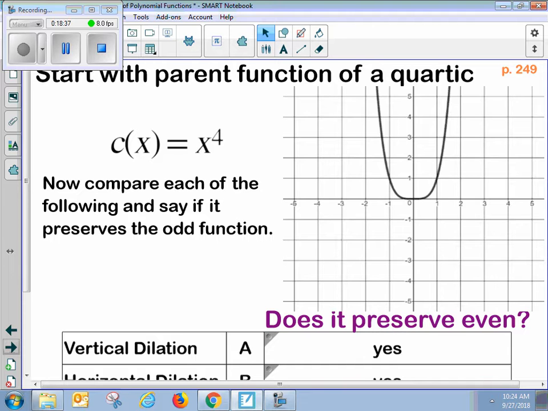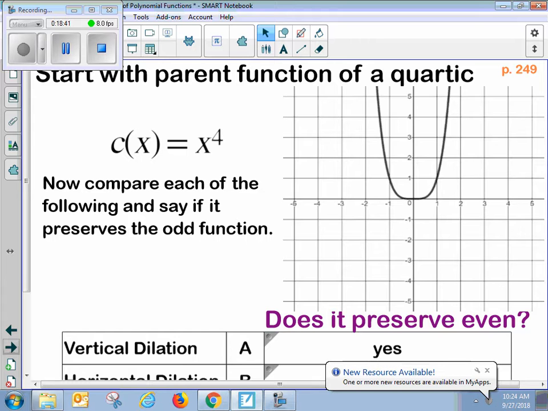Now, let's talk about this nice even function and talk about what is preserved. Could I take this even function and stretch it? And it still be even? Yes. Can I compress it and it still be even? Yes. So that's vertical. What about horizontal? Yeah, I could. Horizontally as well. It just makes it wider, thinner. So far, yes and yes.